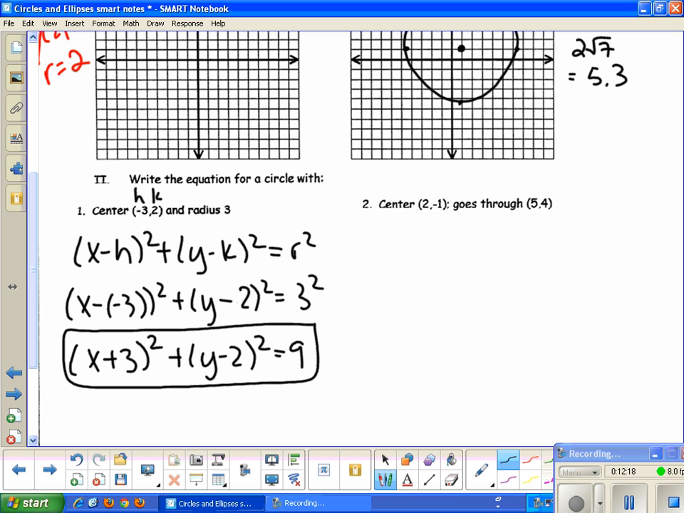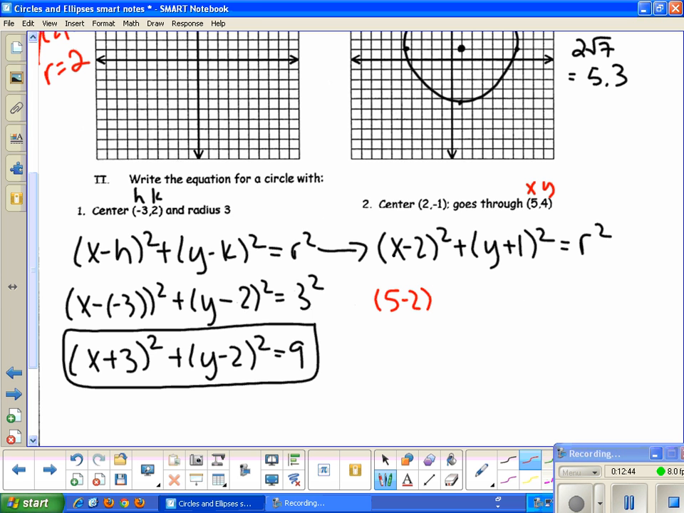Now for the next one, it's a little bit different because it says that we have the center and it goes through the point 5 and 4. So that means we have to find the radius by using our equation. So I'm using the same equation. So we have x minus 2 squared plus y plus 1 squared equals, we don't know what the radius is, so I'm just going to write r squared there for right now. But we do know we have the point x and y, so I'm going to substitute that into my equation.